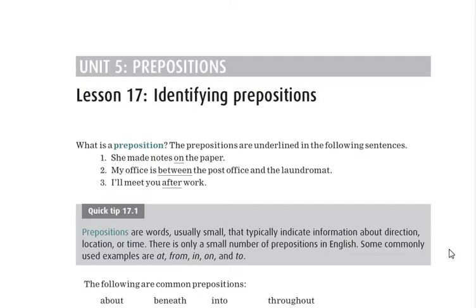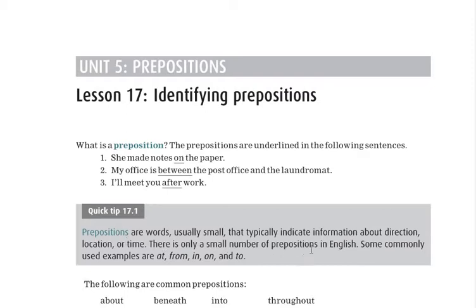Hopefully you are all fine, and today the lecture is about prepositions and how you can identify these prepositions. What is a preposition? Some examples are given here: in, on, between, after. These are the prepositions, and here is a tip: prepositions are usually small words. Small means only one, two, three, or four letters. Sometimes there are longer words, like throughout and towards, but usually they are small, and they typically indicate information about direction, location, or time. So this is the definition, an idea you can get about a preposition.